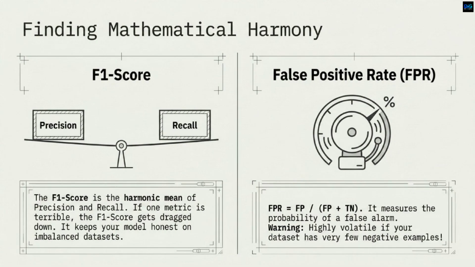The F1 score combines precision and recall using the harmonic mean, which penalizes extreme imbalances and keeps your model honest. We also look at the false positive rate, which measures the proportion of negative cases incorrectly labeled as positive, which is critical for systems where false alarms are costly.